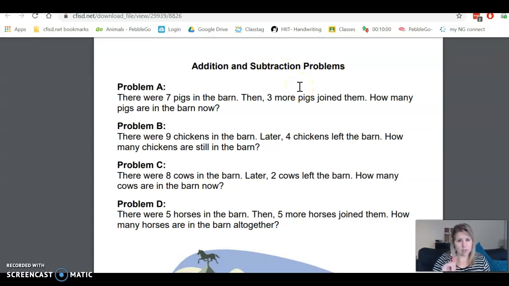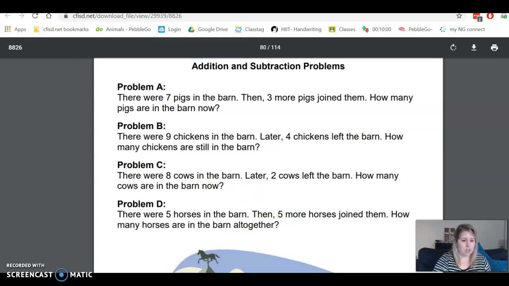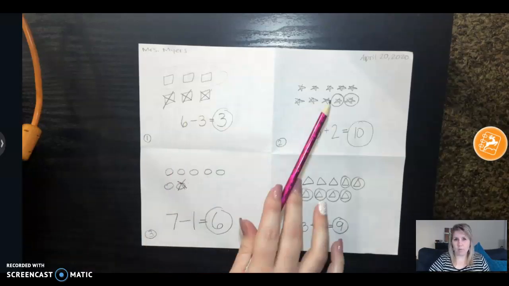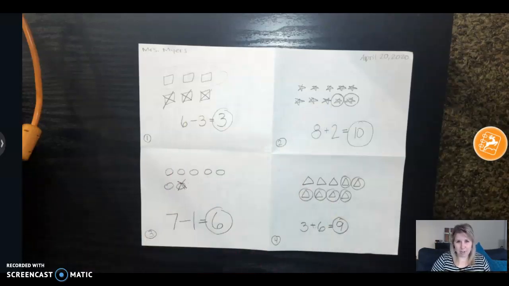Again, just look at that one page, and you have those same 4 word problems that I want to see. So once you finish your 4 word problems, take a picture, send it to me. I can't wait to see your thinking.